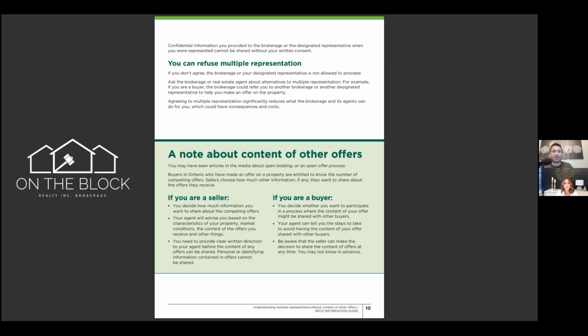There's no standard amount of information to disclose or not disclose. A seller may opt to disclose the price of competing offers, closing dates, conditions, deposit amounts, or a combination thereof. Personal or identifying information cannot be disclosed. The decision to disclose can come at any time in the sales process. It is possible that a closed offer process could open up if the seller decides. Buyers should be prepared for this possibility. Any information that is disclosed must be disclosed to all offering parties. If you do not wish to have the contents of your offer shared, you can discuss options with your agent to avoid having the content shared.